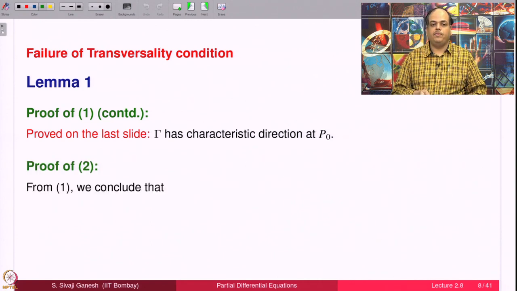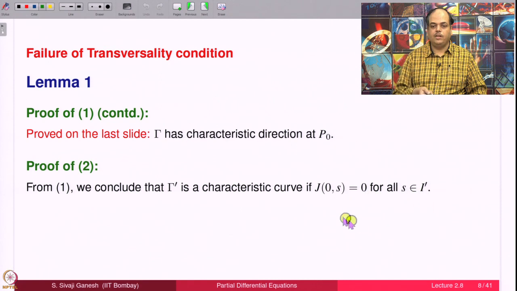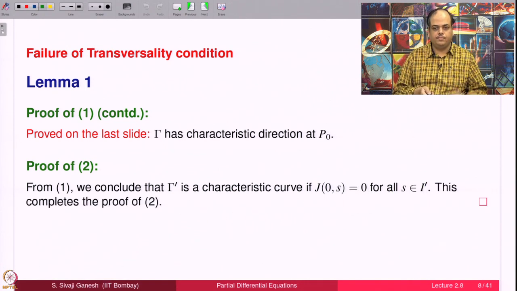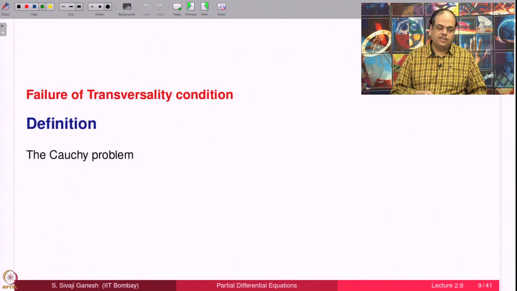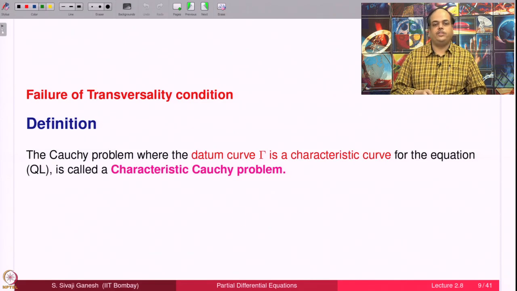Proof of 2: from 1 we conclude that gamma dash is a characteristic curve if J 0 S equal to 0 for all S in I prime. What does part 1 say? Whenever J 0 S equal to 0 and you have a solution, then the datum curve has characteristic direction at that point, but in this case it happens for S in I dash, therefore gamma dash is a characteristic curve, that is the definition of a characteristic curve. If J 0 S equal to 0 for all S, then by the lemma gamma itself is a characteristic curve. So when such a thing happens, the Cauchy problem is called a characteristic Cauchy problem. The Cauchy problem where the datum curve is a characteristic curve is called a characteristic Cauchy problem.